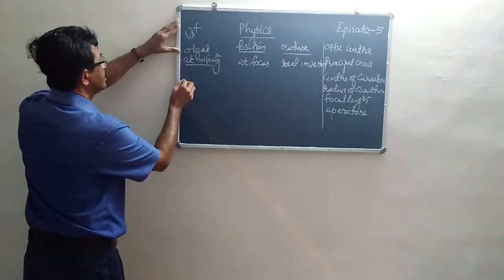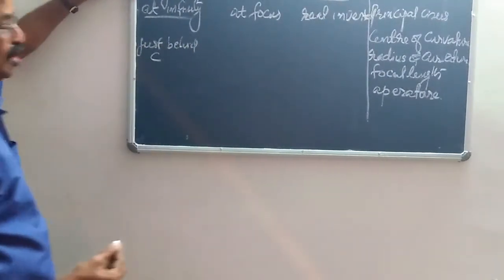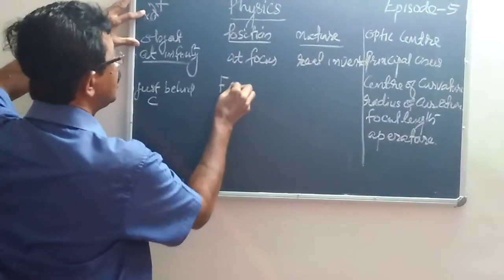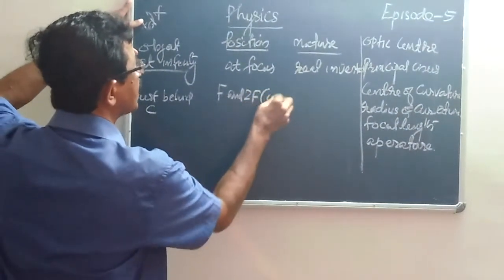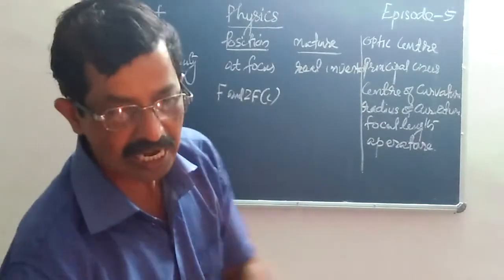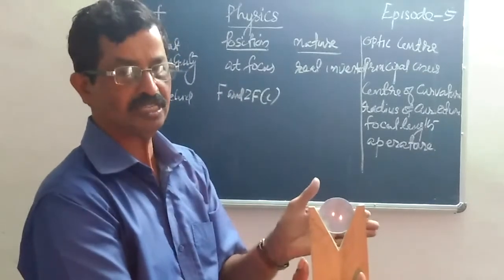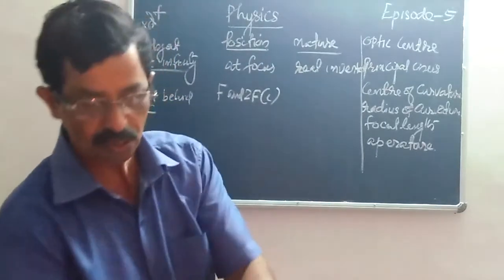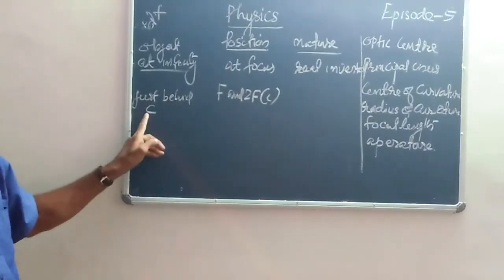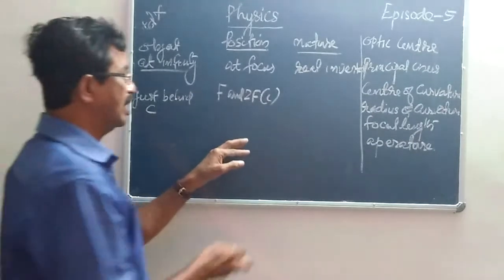Now the object is just behind C, that means the center of curvature. Where do we get the image? We get the image in between F and 2F, that means C, on the other side of the lens. Here the lighted candle is the object, and on this side we get the image, because there is a focus here and also a focus here. That means the object is on that side and the image is here, so we say it is on the other side. When we place the object just behind C or 2F, the image will form between F and 2F. That image is small.